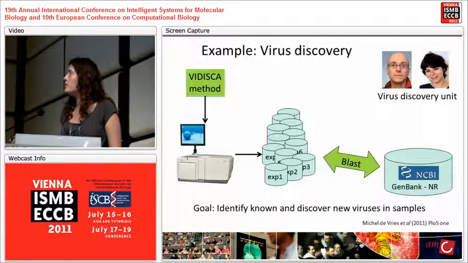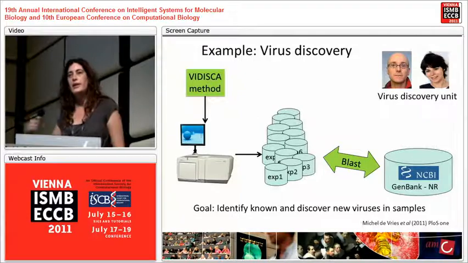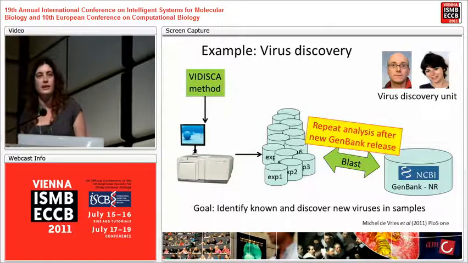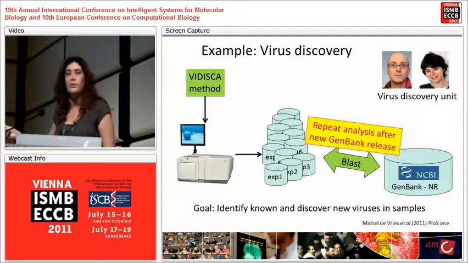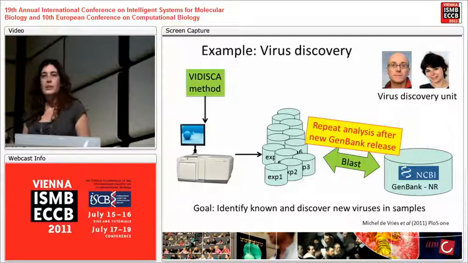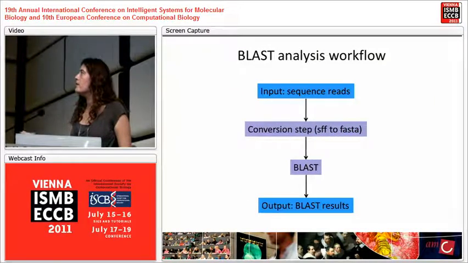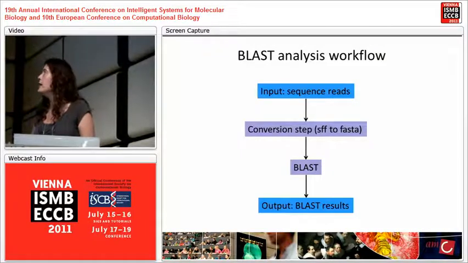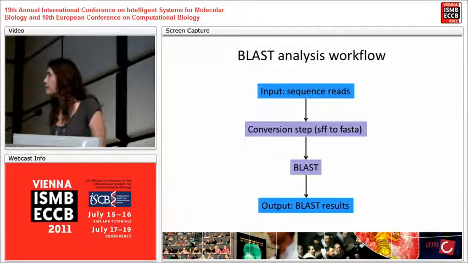So what they want to do is to BLAST these sequences against the GenBank database. But since many new viruses are deposited to the GenBank database, they also want to repeat this analysis after each GenBank release, and repeat it on all their earlier experiments as well. So for this purpose, we built a workflow which looks like this. There's a conversion step from the Roche format, SFF, to FASTA. And in the second step, these sequences are aligned against GenBank.